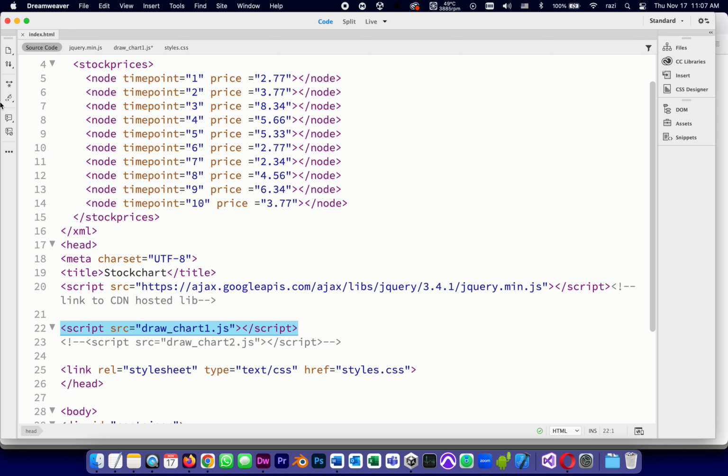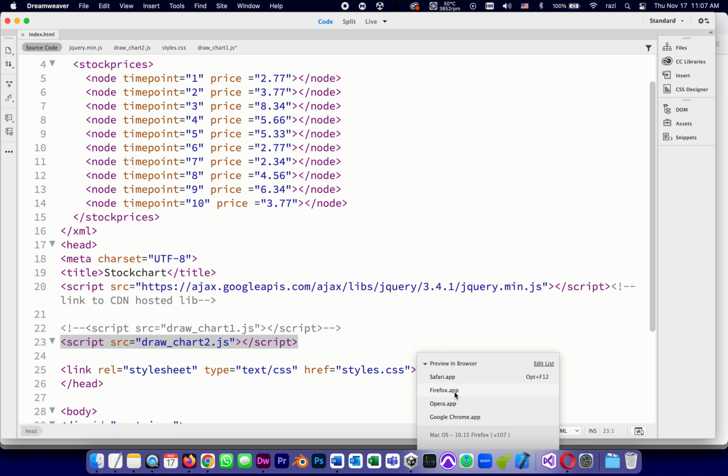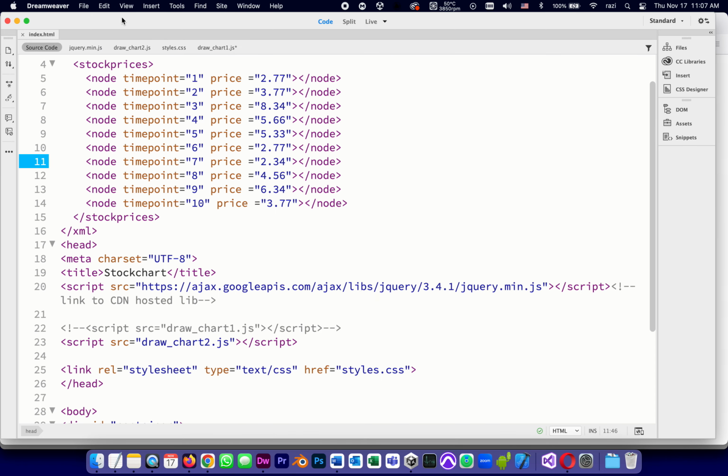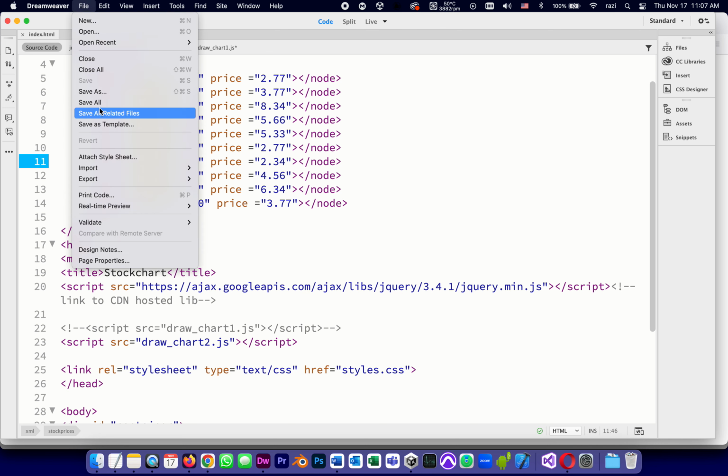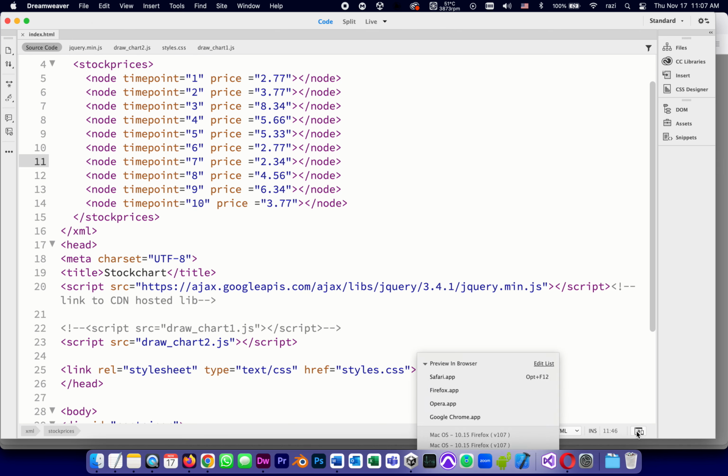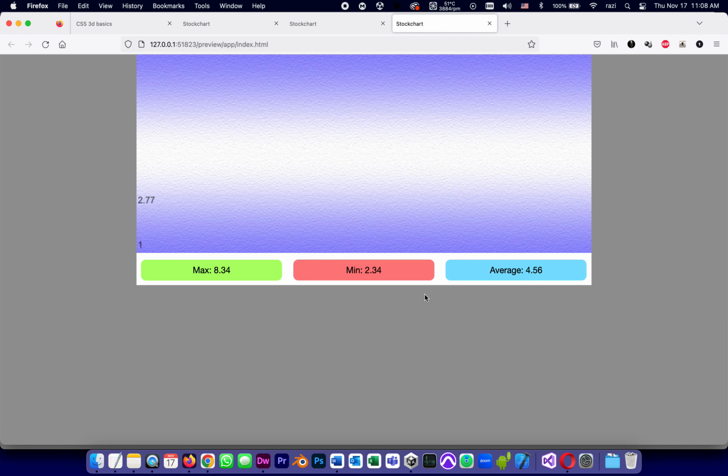So let me comment out number one and release number two. The way we saw in class and we analyzed it is when, let's make sure that it works, it draws the chart using move to and line to, line to, line to, line to, line to, line to.